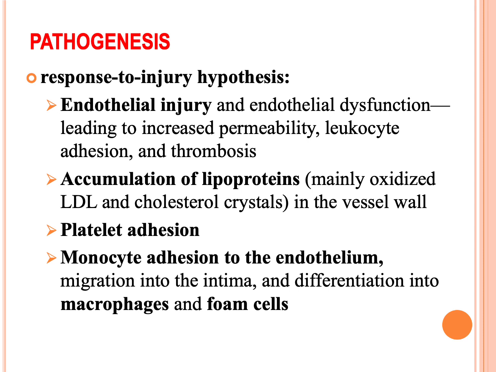So the monocytes then will start to migrate into the intima, which is the innermost layer of the vascular wall, and differentiate into macrophages and foamy cells.